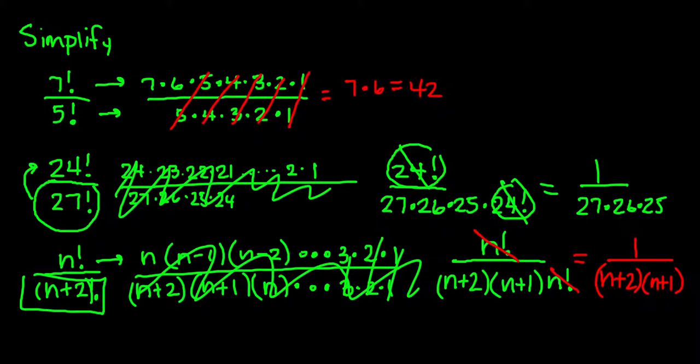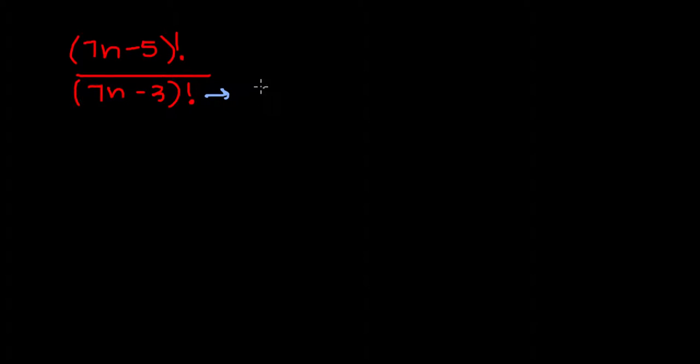Now this works also if we have other types of problems or factorials. For example, what if we had not just n, but let's say we had 7n minus 5 factorial over 7n minus 3 factorial. And we approach it the same way. We have to ask ourselves, which of the two factorials is larger? I would say 7n minus 3 is the larger of those factorials. So I'm going to break down the 7n minus 3 factorial until I get to the 7n minus 5, going on forever.